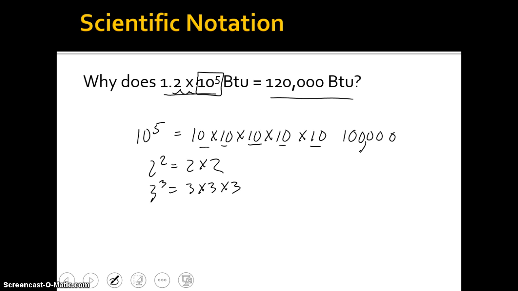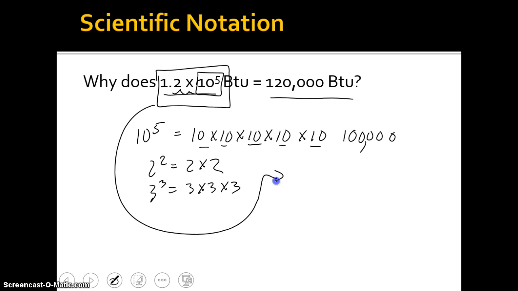So the coefficient times the exponent is really 1.2 times 100,000. You can think of it that way. This is really saying you literally take 1.2 and multiply it by 10 to the fifth, or 100,000, and what's that going to give you? 120,000, right? So that's how it works. You can almost take this literally. You're multiplying it times an exponent.